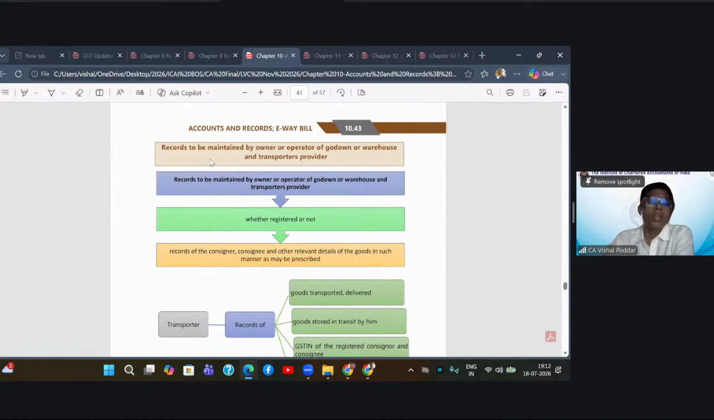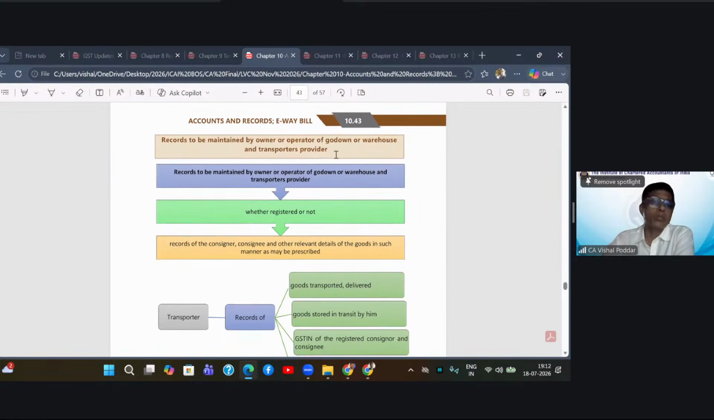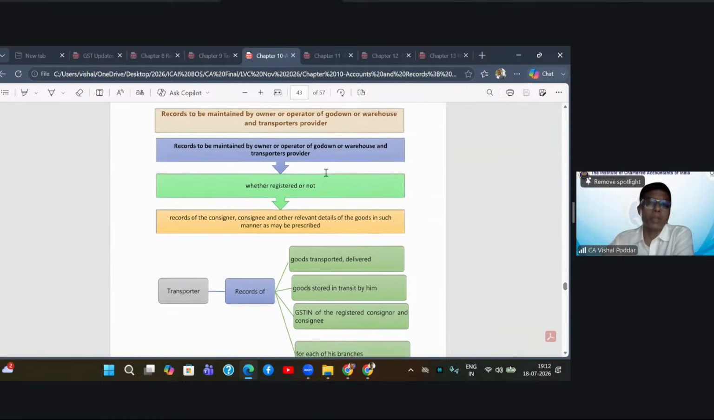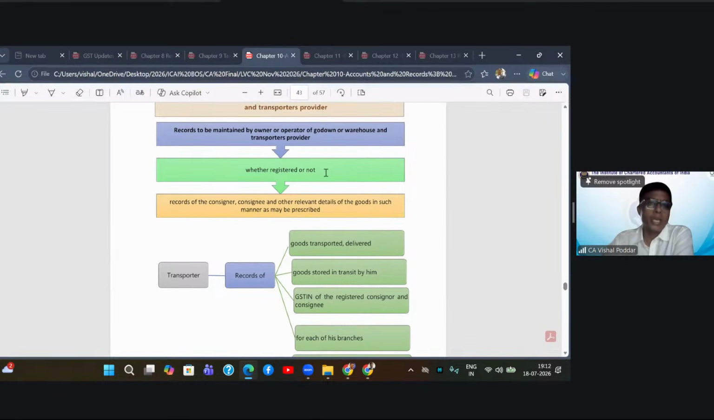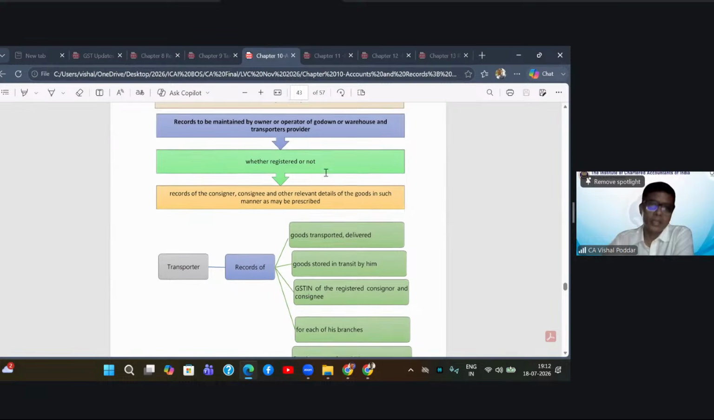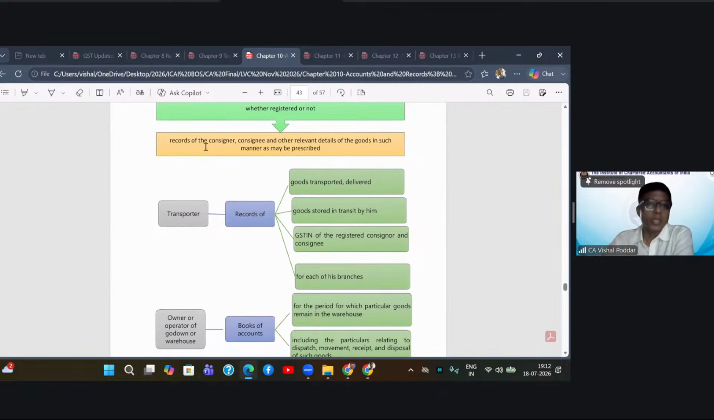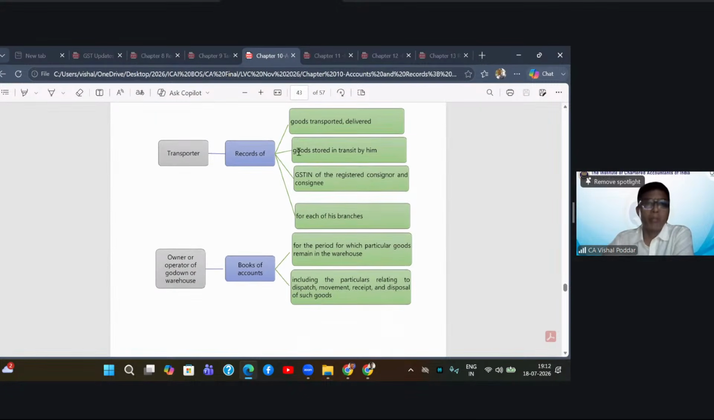Next, what are the accounts and records to be maintained by the warehouse keeper or the persons who are transporters? So records to be maintained by the warehouse keeper are, firstly, they have to maintain the records whether or not they are registered under GST. What type of records? Records of the consignor, consignee, details of the goods. All these have to be maintained in the prescribed form and manner.